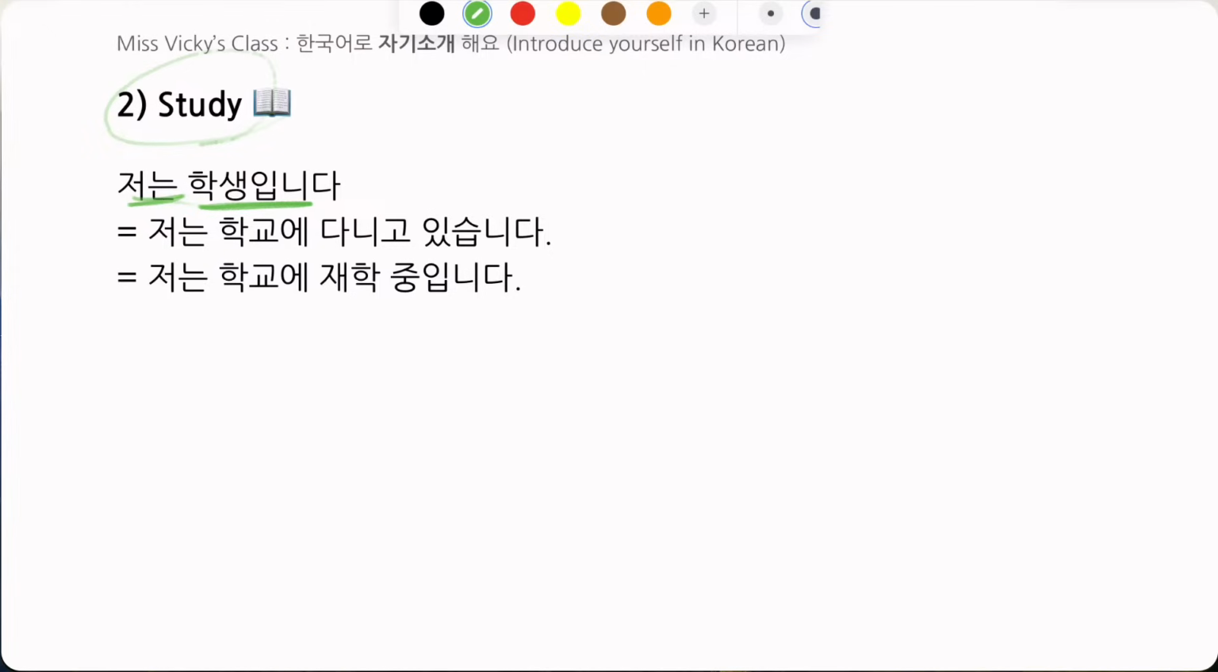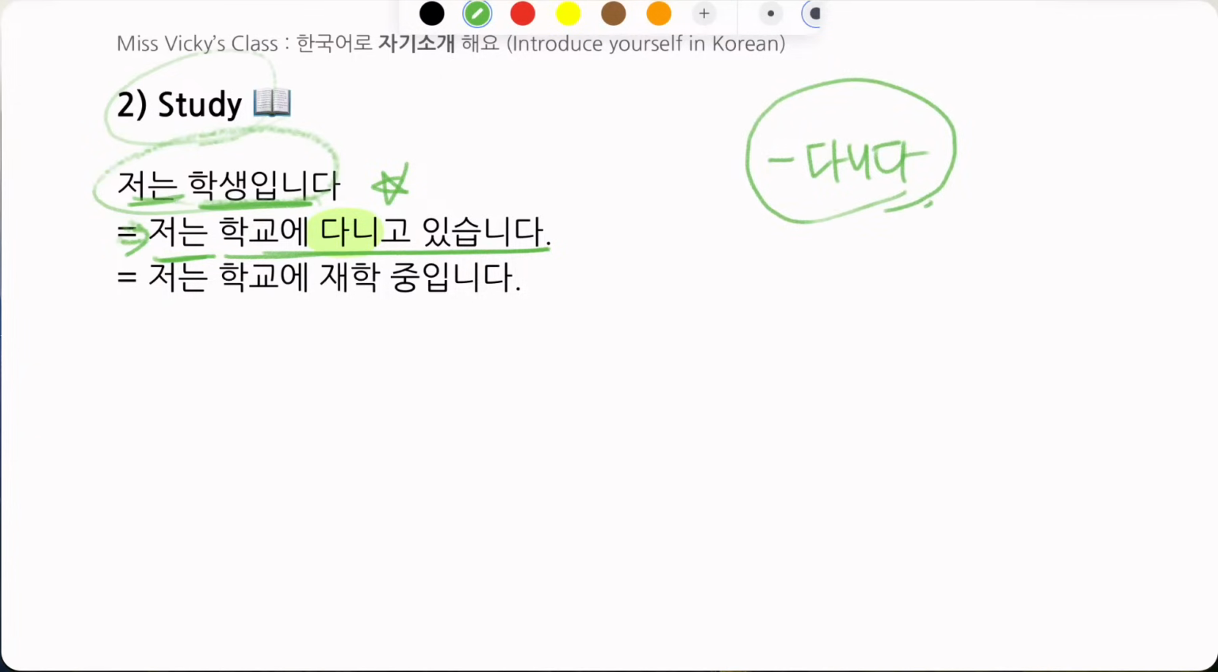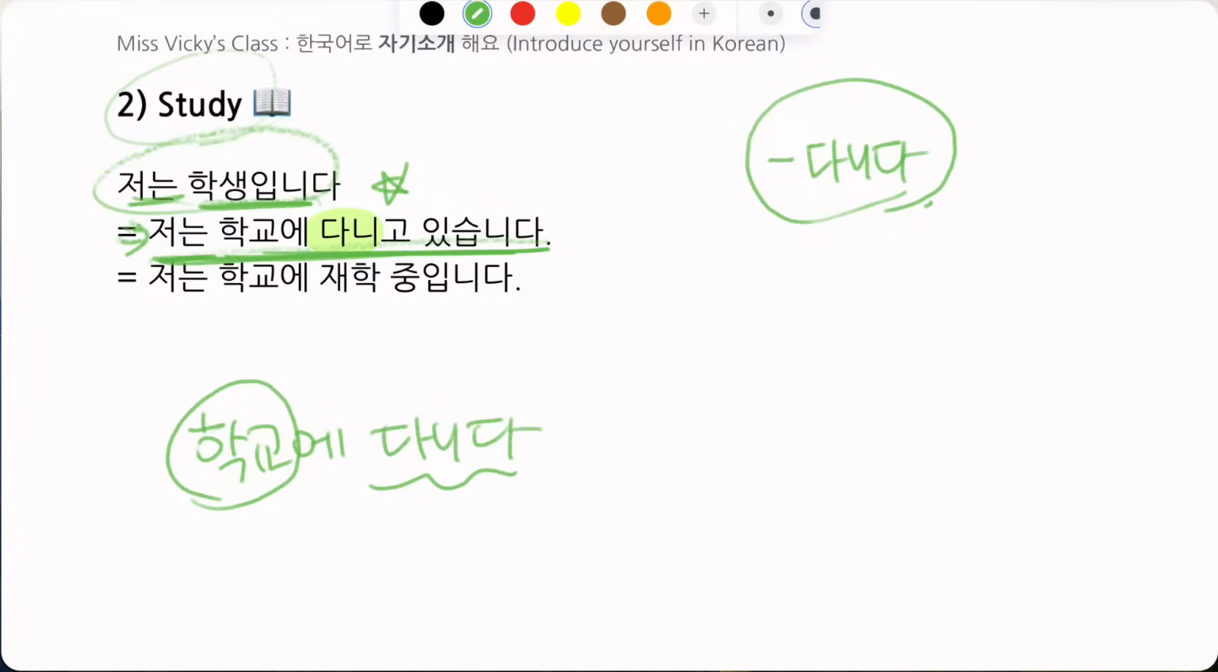그 다음에 let's move on to when you're a student, you could say 저는 학생입니다, right? 저는 학생입니다. I'm a student, but a more advanced way to say you're a student is by saying 저는 학교에 다니고 있습니다. So we learned in detail about every single usage of 다니다 in the last live class, right? And if 다니다 is used in the context of school, like 학교에 다니다, it means you are a student of a school. So you attend school, you go to school, you are a student of that school, basically. So 학교에 다니고 있습니다. I'm attending school.